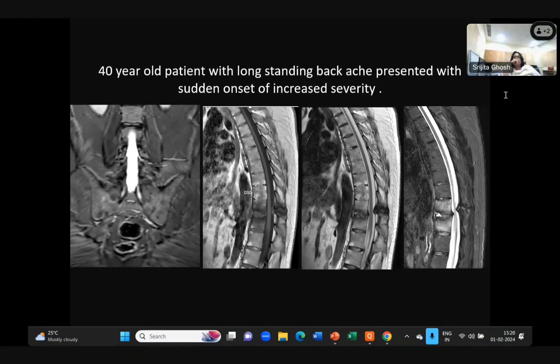40-year-old patient with long-standing backache presents with sudden onset, increased severity. See then, and I can show you the questions. Don't start writing.